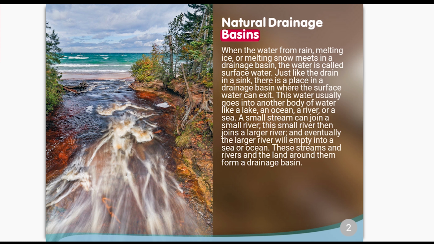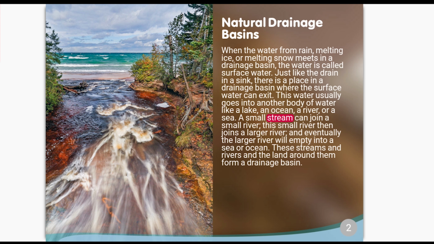Natural drainage basins. When the water from rain, melting ice, or melting snow meets in a drainage basin, the water is called surface water. Just like the drain in a sink, there is a place in a drainage basin where the surface water can exit. This water usually goes into another body of water, like a lake, an ocean, a river, or a sea.